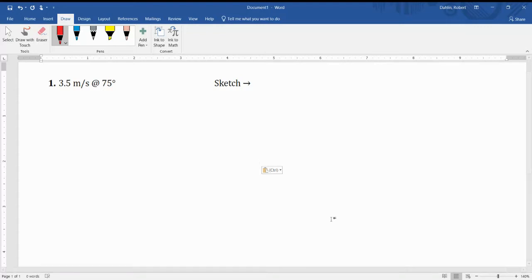Today I'm going to help you figure out, if you have a marble or any other projectile launched at a specific angle with a specific speed, how do you find the x and the y components of that?